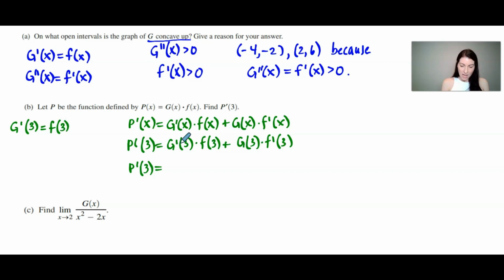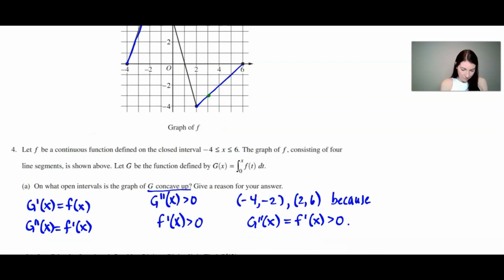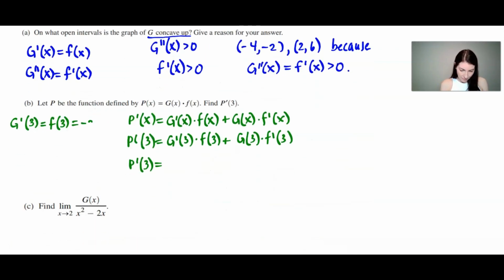So if you can see right here, g prime of 3 would be the same as f of 3, and because we are given the graph of f, I'm going to look up here and find that f of 3 is going to be right here at -3. So that's going to be my first value here, and then times f of 3, hey, that's the exact same thing we already found. So that's times -3 plus g of 3.